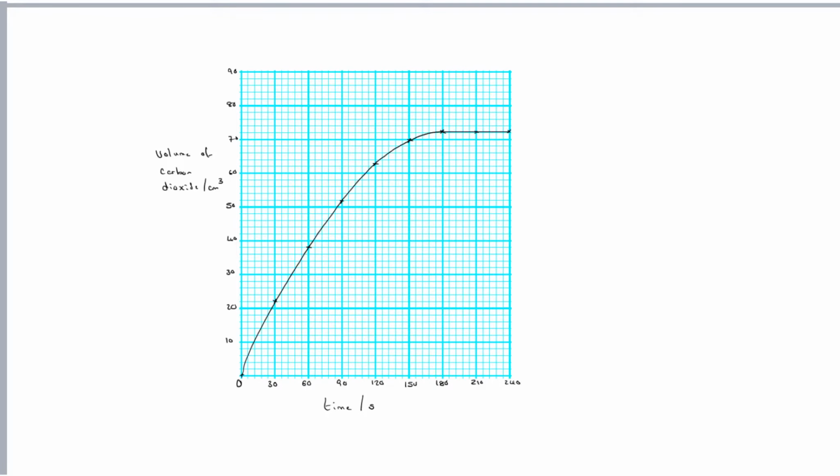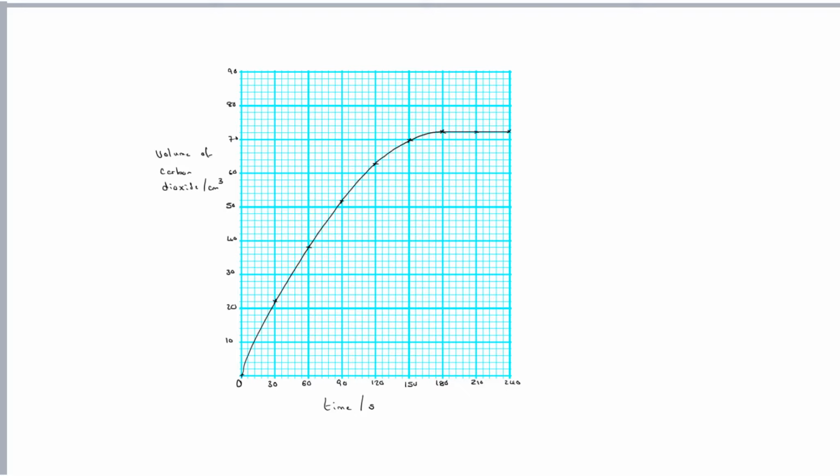So we end up with a graph that looks like this. The rate of reaction will be fastest at the start, and then it will slow down and slow down and slow down until it stops when one of the reactants runs out. So if we had an excess of calcium carbonate, what would happen is the acid would run out and you would see calcium carbonate still left in the conical flask, but there would be no bubbles of carbon dioxide produced.